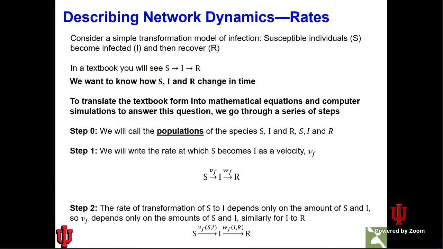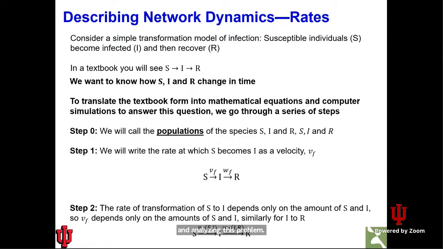All right. So this gives us a network architecture. S goes to I goes to R gives us a network architecture. But we want to know how S, I, and R change in time. And to do that, we're going to have to go through a series of steps. The key thing we have to do is write a rate at which S, the susceptible people, become infected, and a rate at which the infected people recover. And so we're going to always go through the same sets of steps in analyzing this problem.